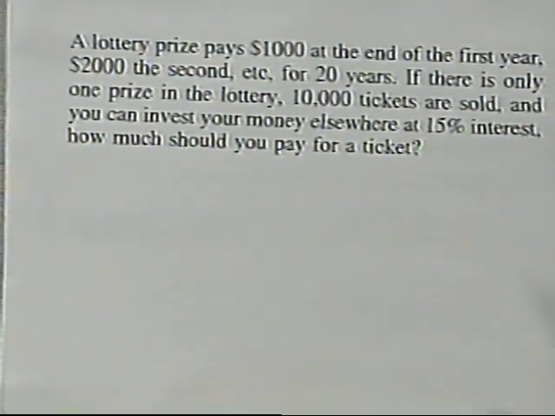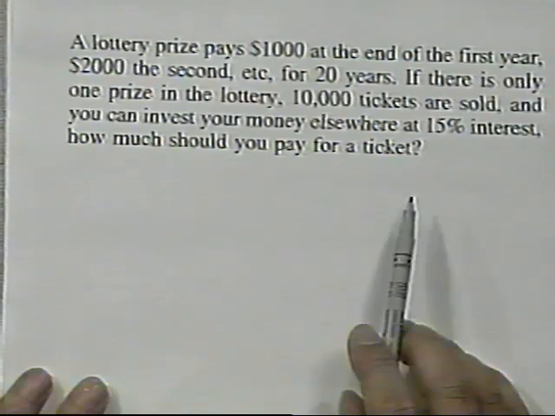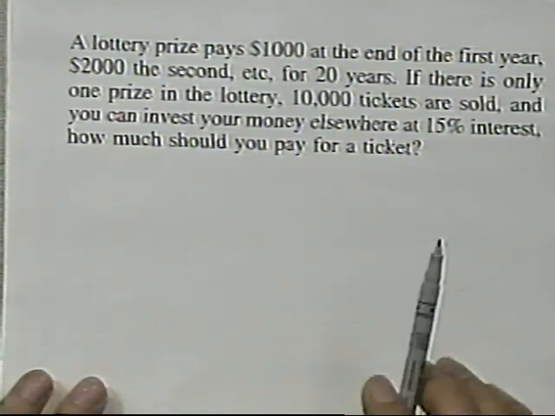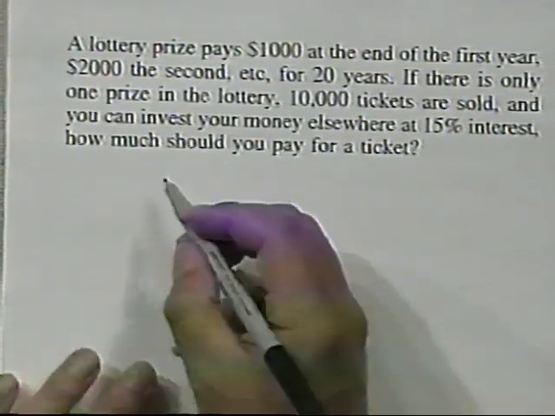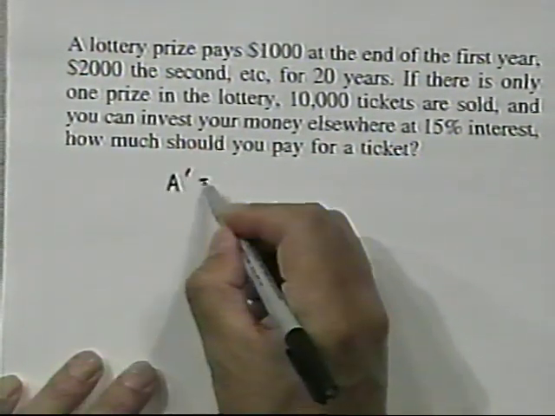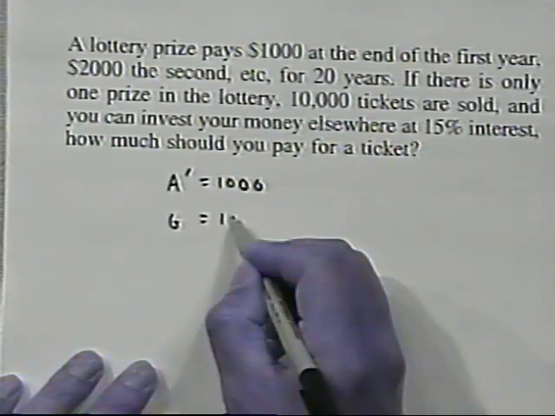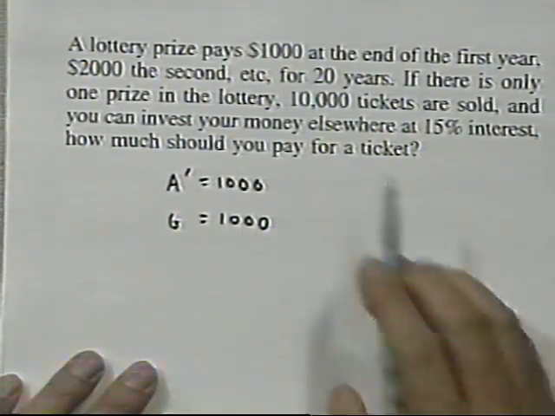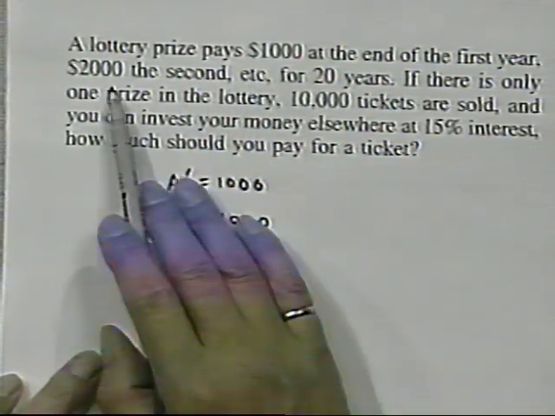That's kind of a complicated question because the information you need is a little bit masked. First of all, we do have a gradient here. And this gradient has a base annuity of $1,000. And the gradient itself is equal to 1,000. Right? Because the lottery pays $1,000 at the end of the first year, $2,000 the second, and so forth.